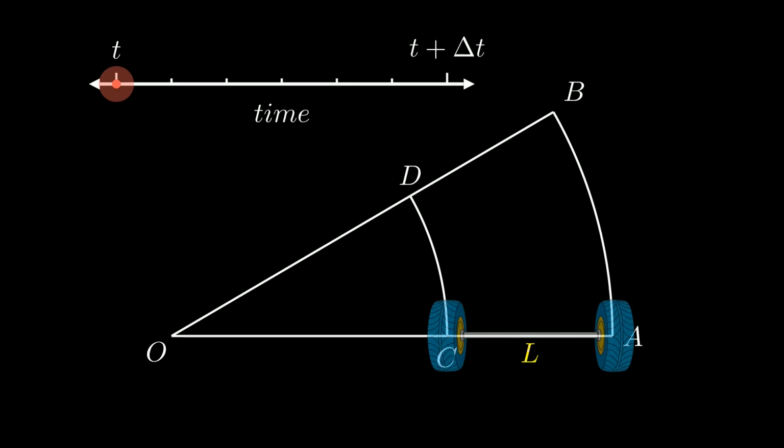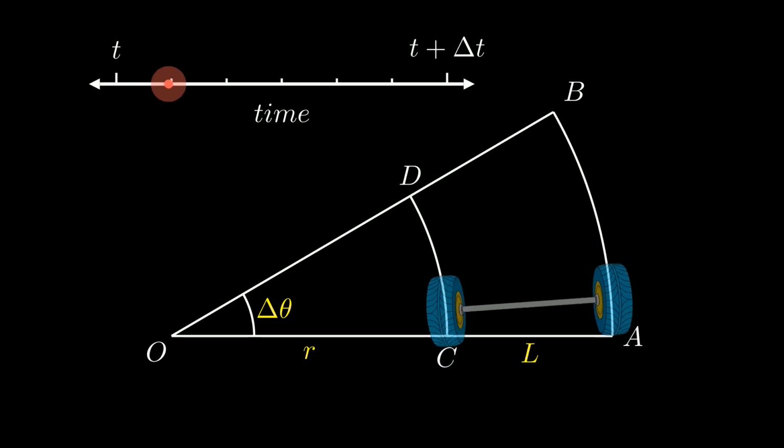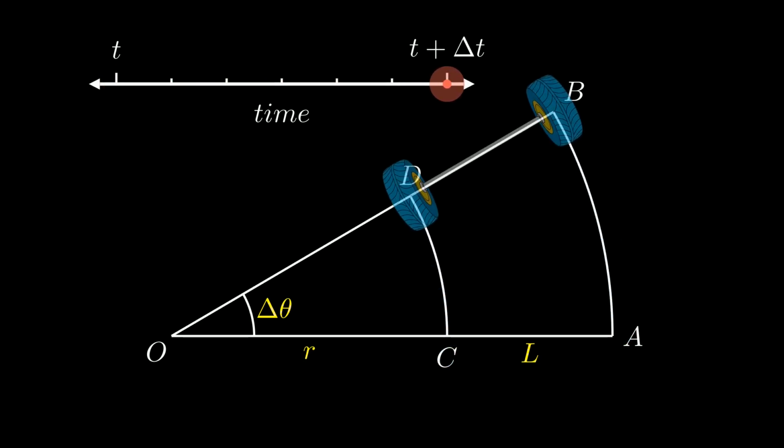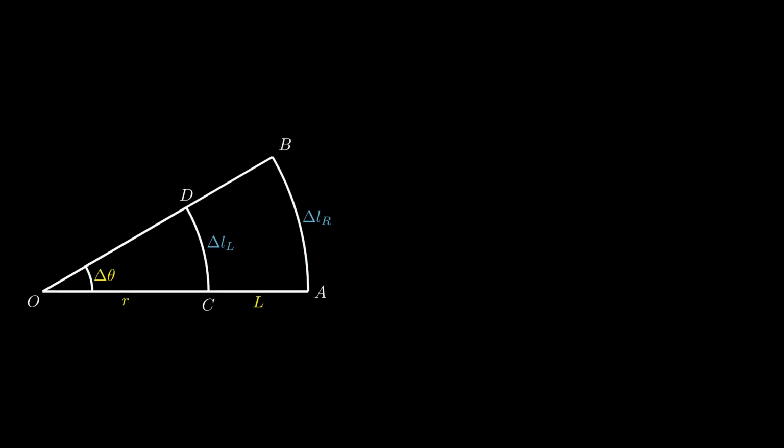L is the distance between the wheels, R is the turning radius to the inner wheel, and delta theta is the angle the robot turns through. Let's assume that in a tiny time interval delta t, the left and right wheels travel distances of delta LL and delta LR. First, let us find the change in angle delta theta.